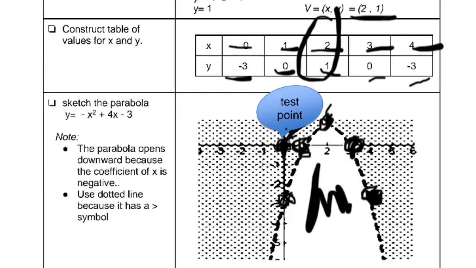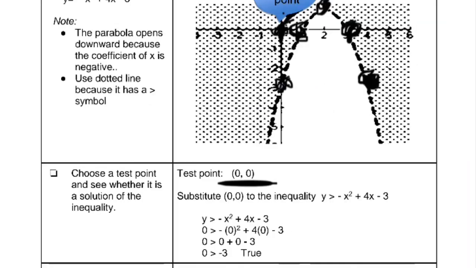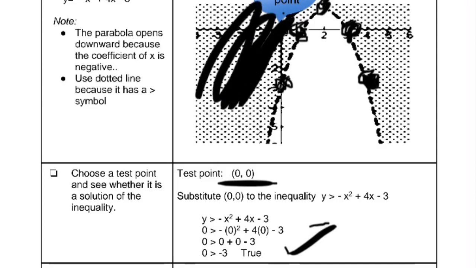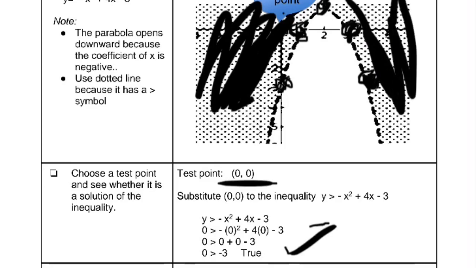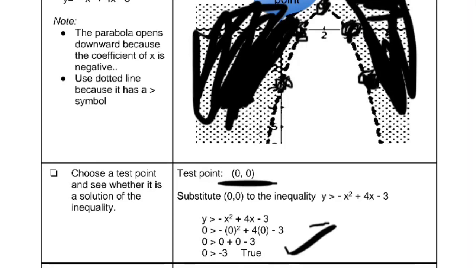Now substituting x with 0 and y with 0, we have 0 greater than negative 0 squared plus 4 times 0 minus 3. Then 0 is greater than 0 squared, which is 0, plus 0 minus 3. So 0 is greater than negative 3. This is true, meaning you're going to shade the outer part of the parabola. The shaded part is the solution.